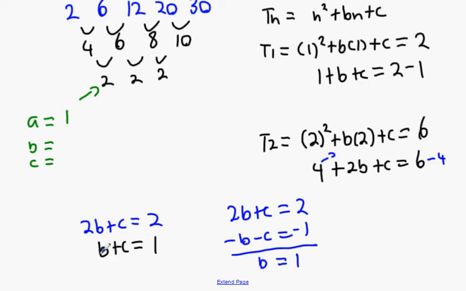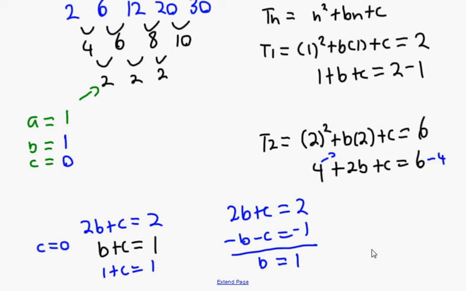But you're also told in the corner that b plus c equals 1. 1 plus c equals 1. What does that mean c is? C is 0. You've accumulated what you need to know. A is 1, B is 1, C is 0. Okay.